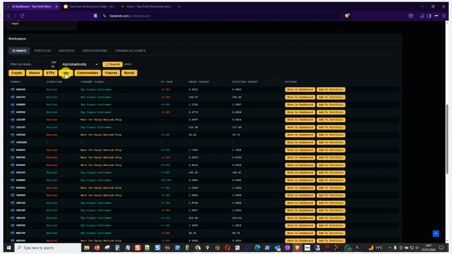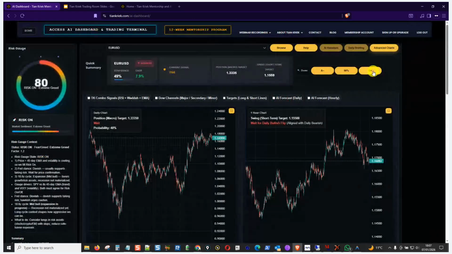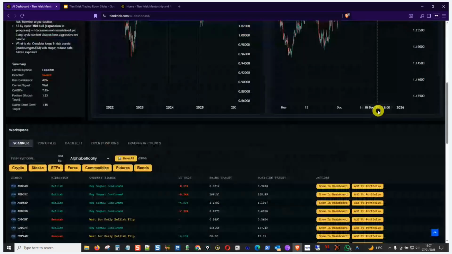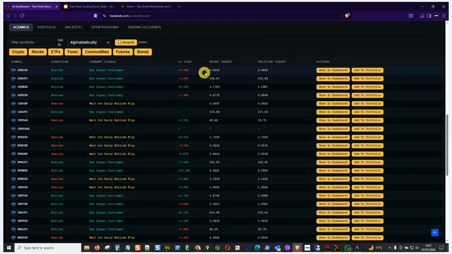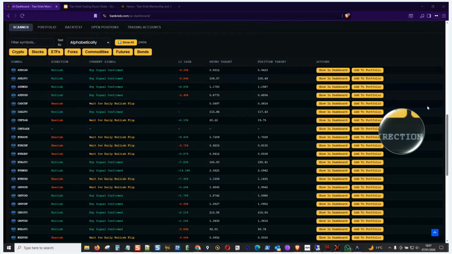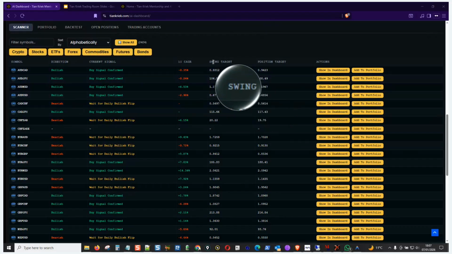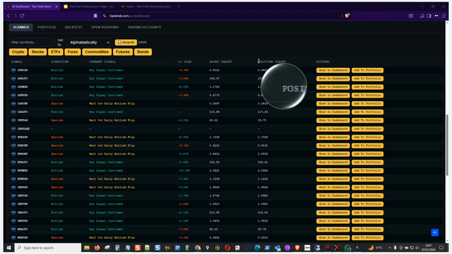If I go to Forex, then I will see in alphabetical order all the currency pairs, as well as what is the direction, what is the signal, and if I simply had to buy and hold it, what the 1 year compound annual growth rate will be. But if I want to go and trade this currency pair, let me just make this a little bit bigger. Go down here. It will give me a swing target, as well as a position target.